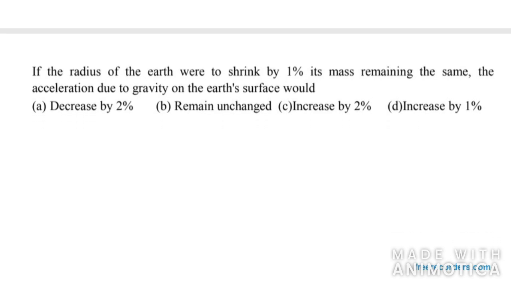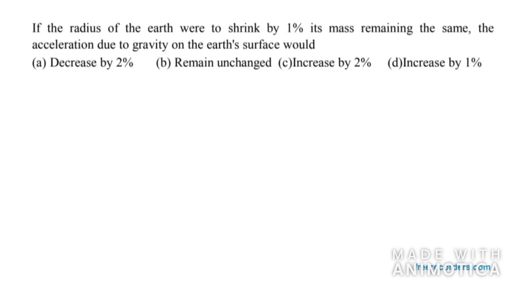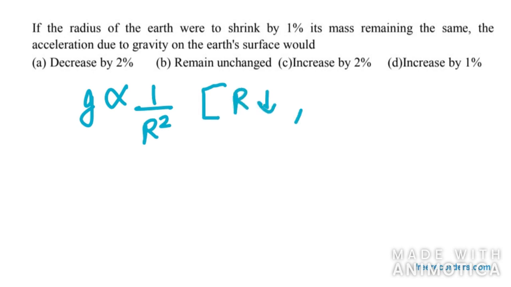If the radius of Earth were to shrink by 1%, its mass remaining the same, the acceleration due to gravity on the Earth's surface would: decrease by 2%, remain unchanged, increase by 2%, or increase by 1%. As you know, g is proportional to 1 by r square. So as r decreases, g increases. If r decreases, g will increase.